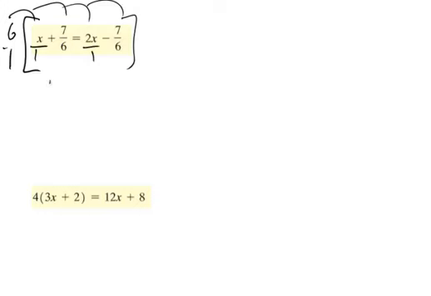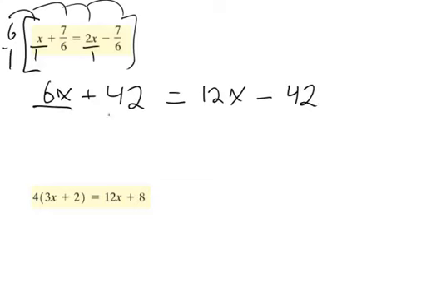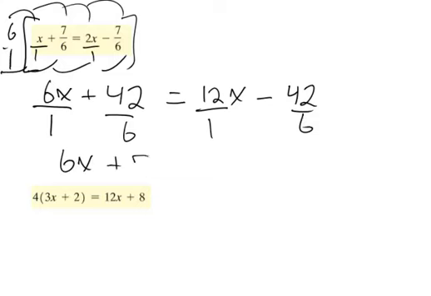So that's going to leave me with a 6x plus 6 times 7 is 42, equals 6 times 2x is 12x, minus 42. Again, since I'm multiplying my denominators by 1, those denominators stay the same. Now, if I did this right, all my fractions are going to go away. So I'm going to end up with 6x plus 7 equals 12x minus 7.